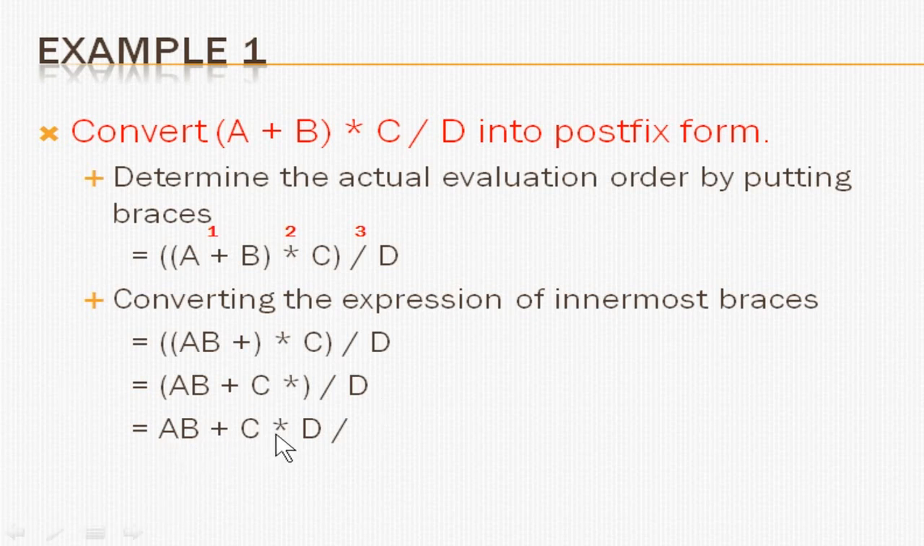So a b plus c asterisk is the first operand, then the second operand is d, and then the operator. So this is the final order of the postfix form.